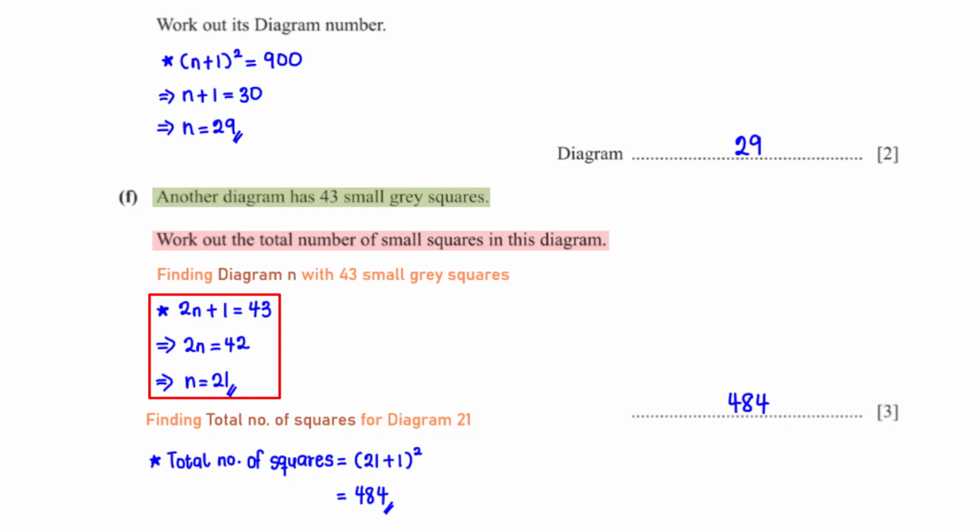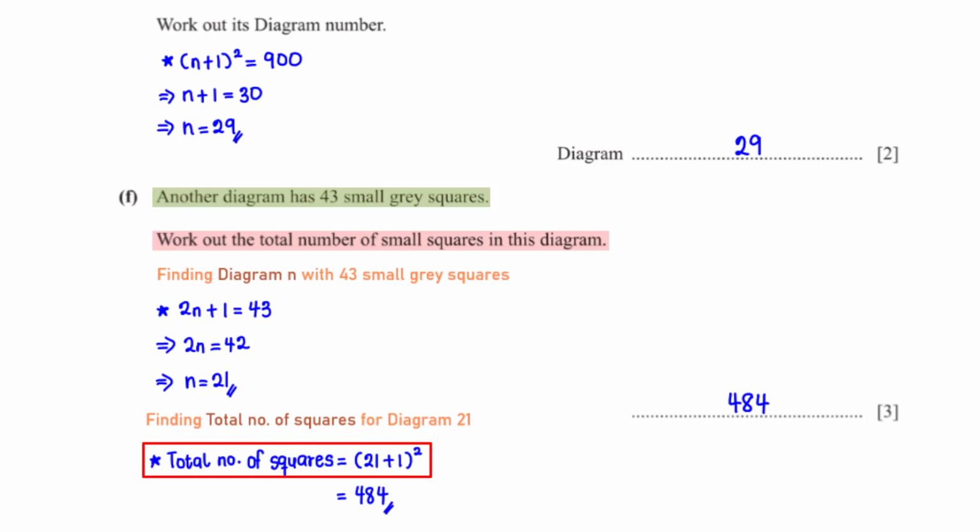So to get the total number of small squares for diagram 21, we have (21 plus 1) squared, which is equal to 484.